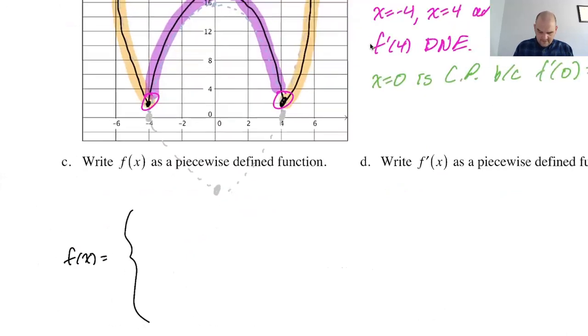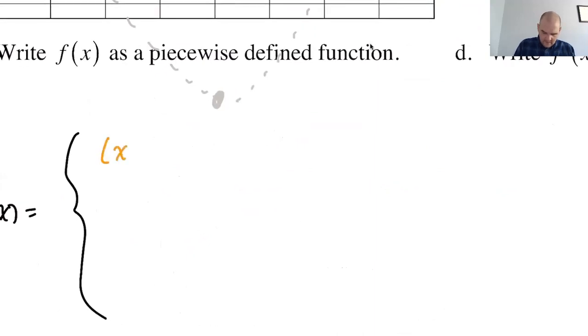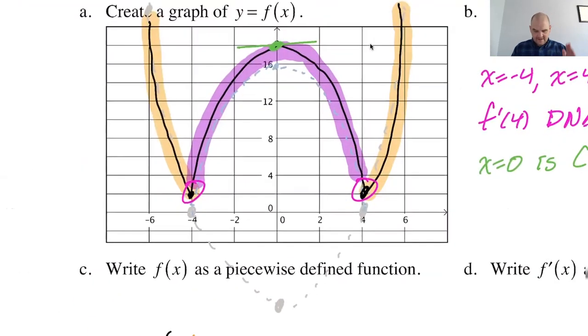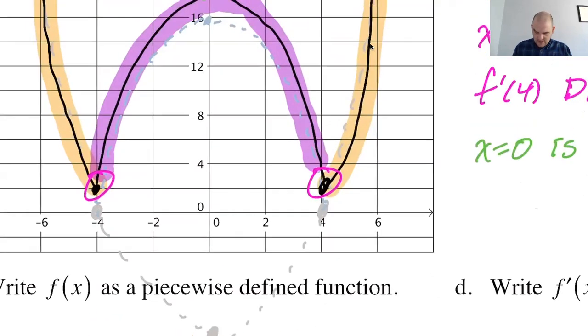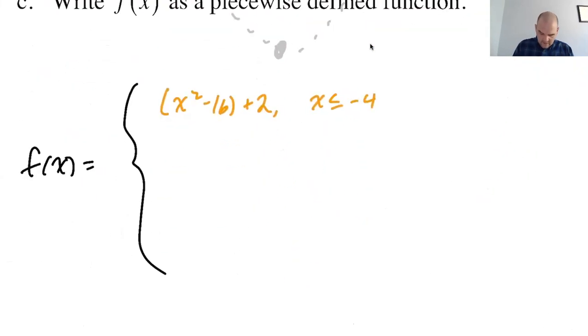It's going to be the quantity x squared minus 16 and then plus 2. And that's true when x is less than or equal to negative 4. Where's the other branch? The other branch is when x is greater than or equal to 4. So let's do that one at the same time: x squared minus 16 plus 2 when x is greater than or equal to 4.